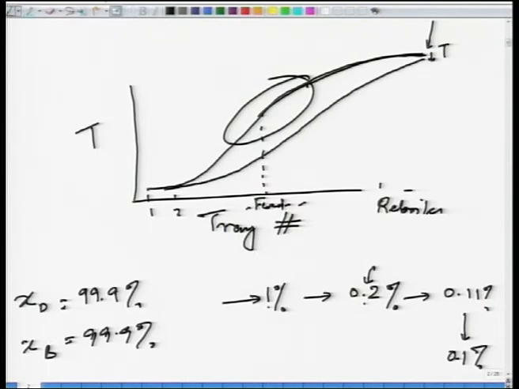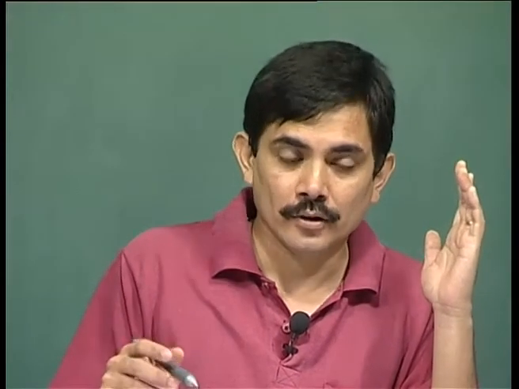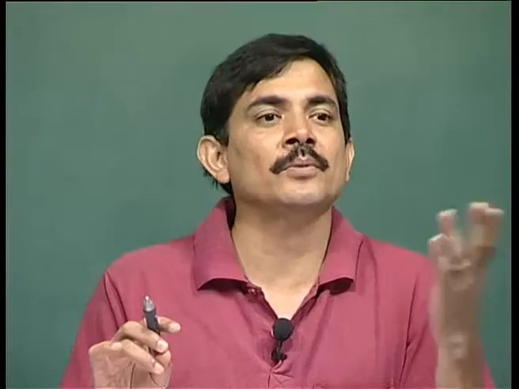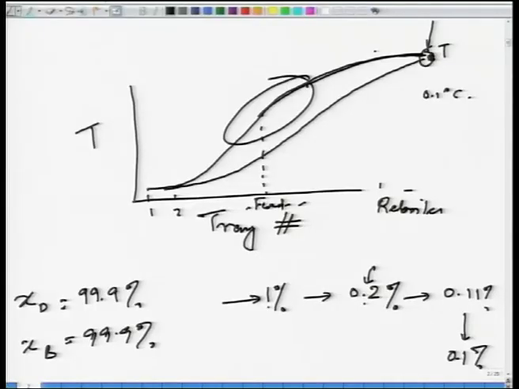And the change in the tray temperature at the bottom may only be 0.1, 0.2 degrees Celsius. Your whole separation profile has moved down the column, right? And yet you see only a 0.1 degree Celsius change in the bottom tray temperature. You see, all measurements are noisy, tray temperature measurements are also noisy. The noise in the signal itself may be of the order of 0.1 degree Celsius, and then you may say, well, nothing has happened to this tray temperature.